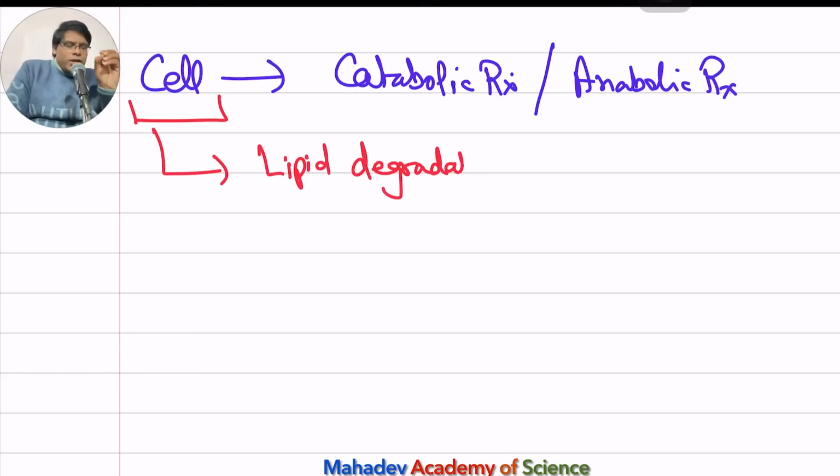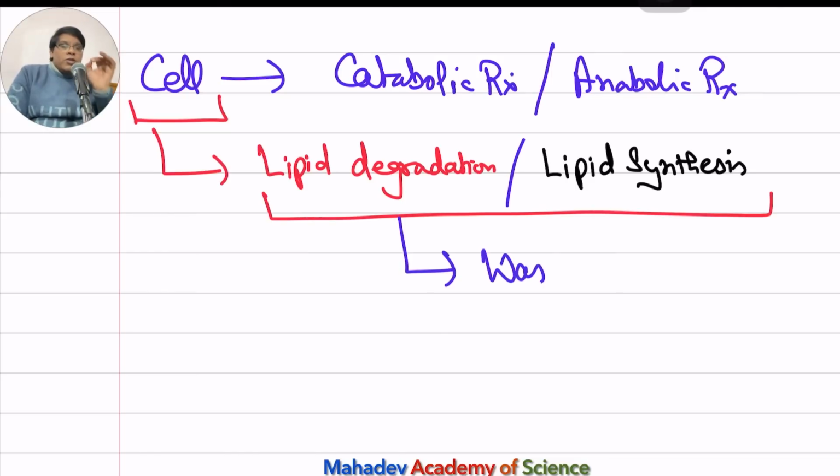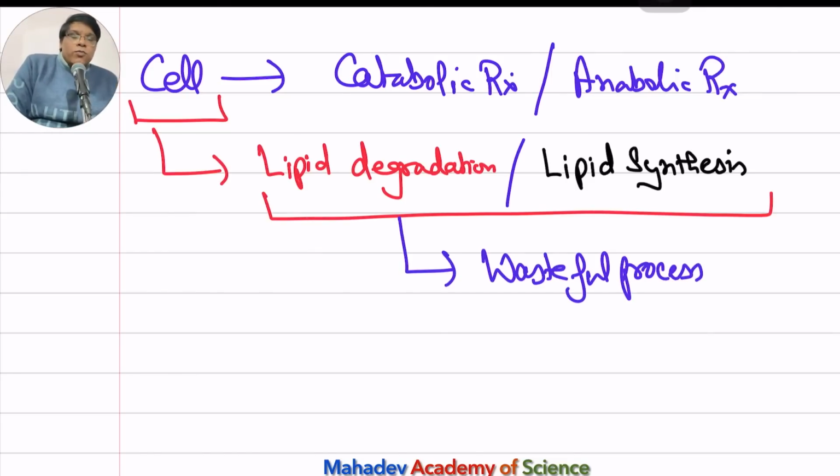So here, let us suppose within the cell, you are going to see the degradation of lipids, and you are going to see the synthesis of lipids. Now, I have told you, lipid degradation will release energy, and lipid synthesis will consume energy. And let us suppose both of the processes occur simultaneously within the cell, what is going to happen? It will be a wasteful process.